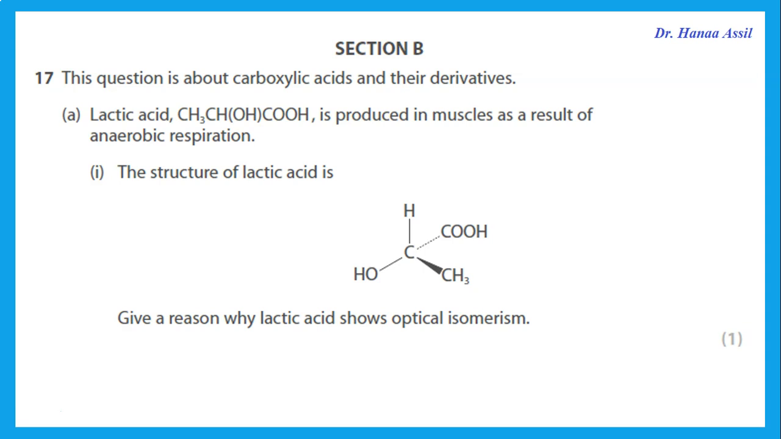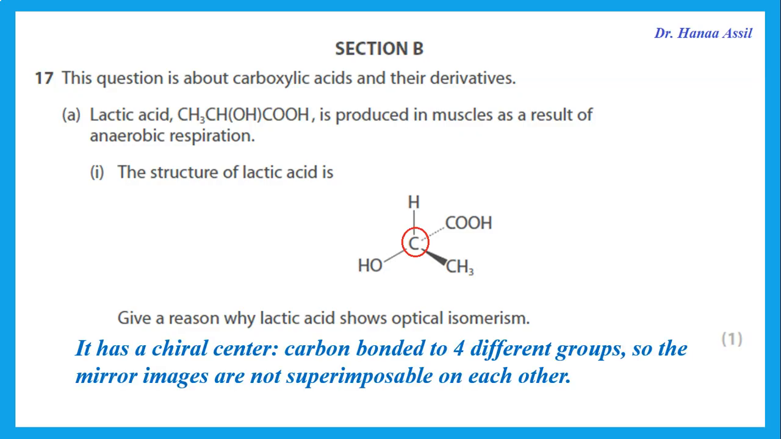Remember that an optical isomer is one that has a chiral center. What do we mean by a chiral center? A carbon that is attached to 4 different groups. So this would show optical isomerism because it has a chiral center, carbon bonded to 4 different groups, and that means if I draw its mirror image, the mirror image would not be superimposable on this one. So this means we have optical isomers.